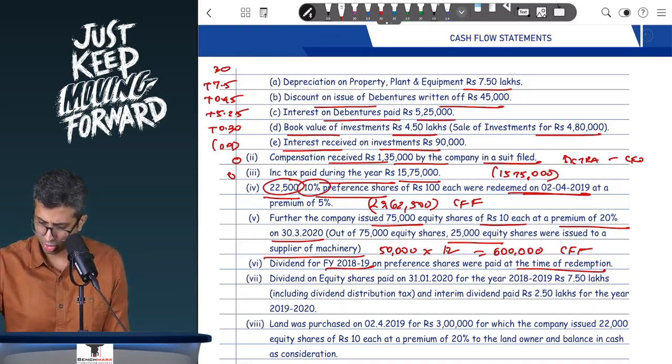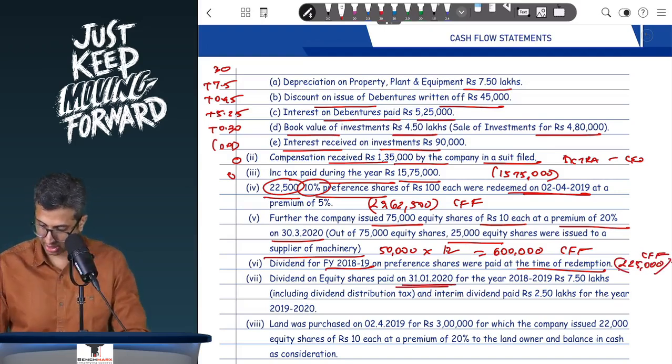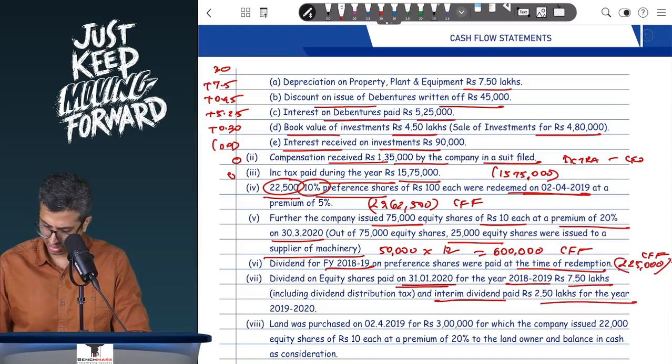So this is 2,25,000. This is also cash flow from financing. Dividend on equity shares paid on 31st January 20 for the year 18-19 was 7.5 lakhs including DDT, and interim dividend for the year 19-20. So your total dividend paid was 10 lakhs.